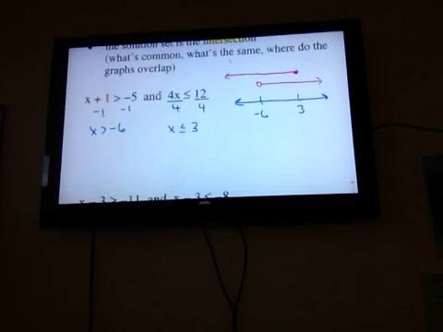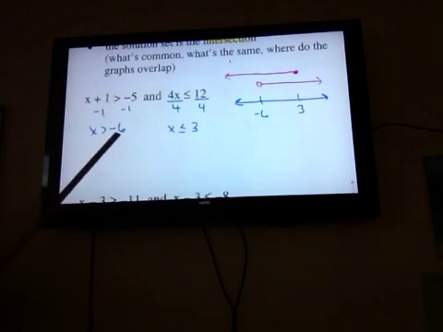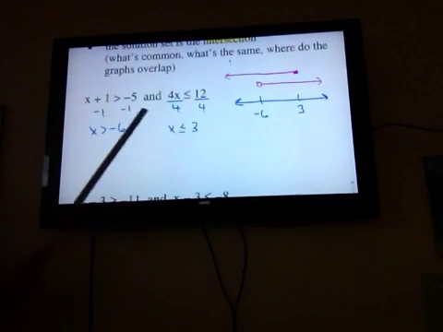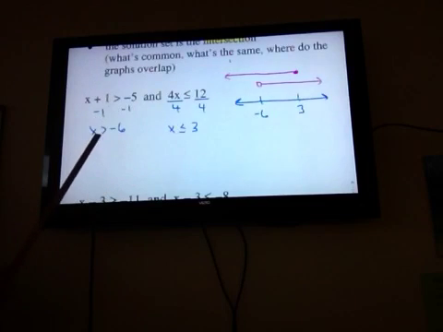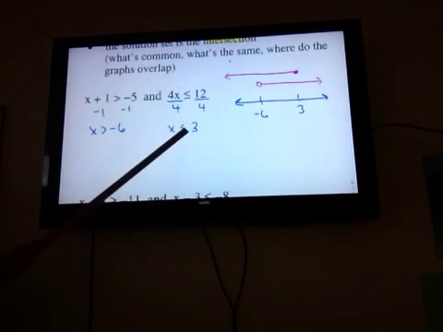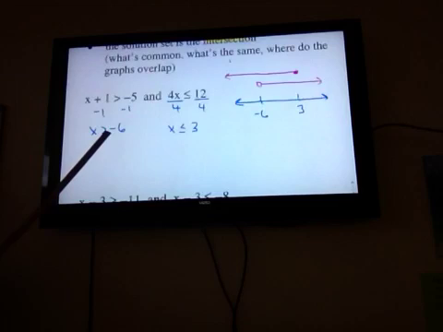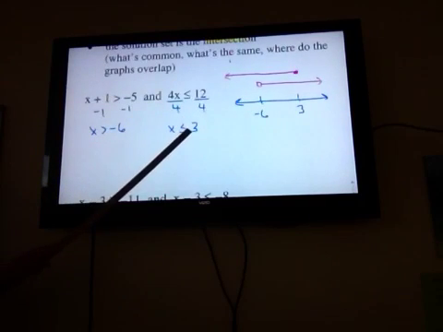Now, what we're looking for is the intersection. So meaning that we're looking for numbers that work here and here. We want the numbers that work in both of these. So for example, in this one here, the number 15 would work. 15 is greater than negative 6. That's true. 15 is not less than or equal to 3. So 15 works here, but does not work here.